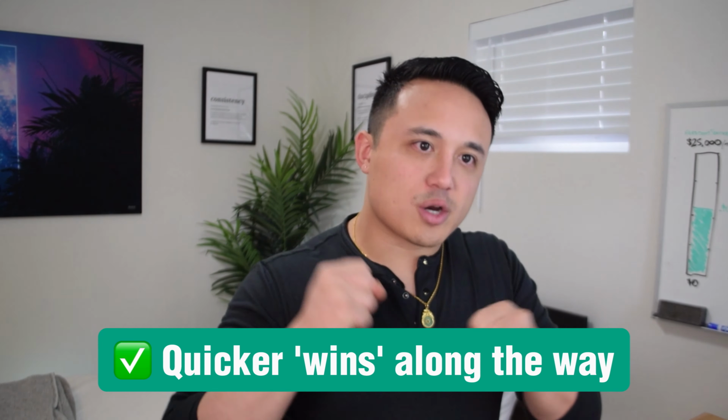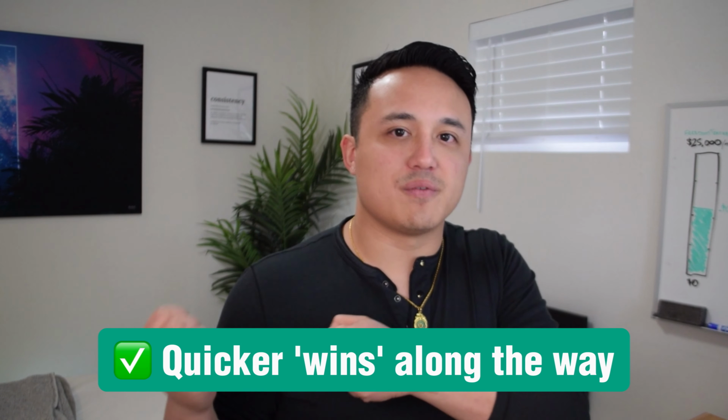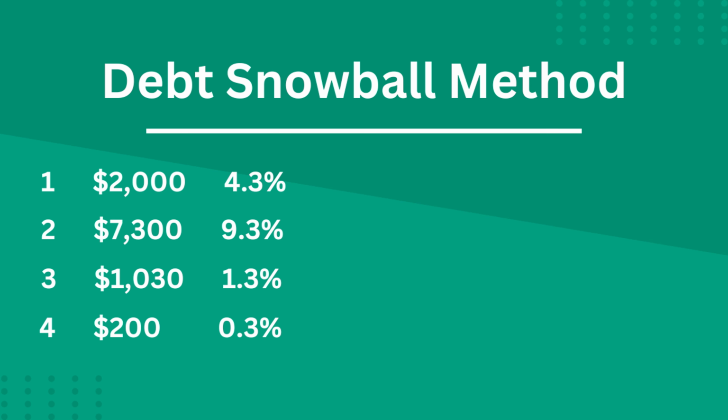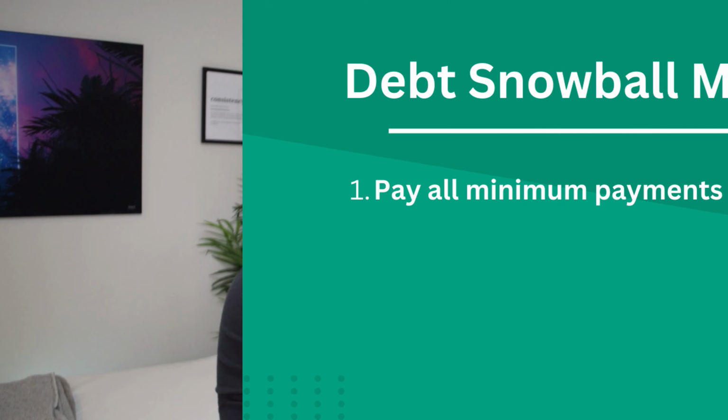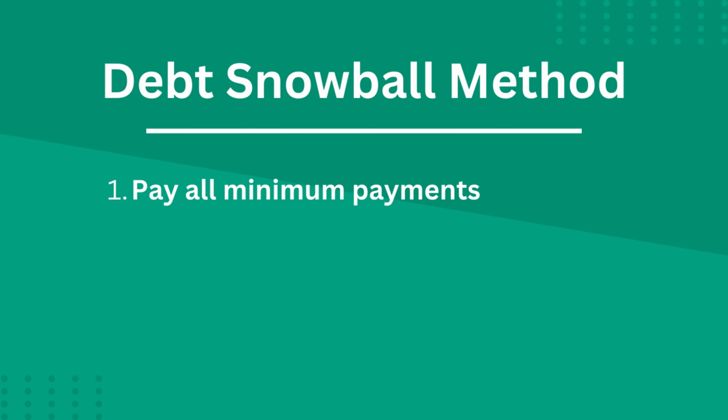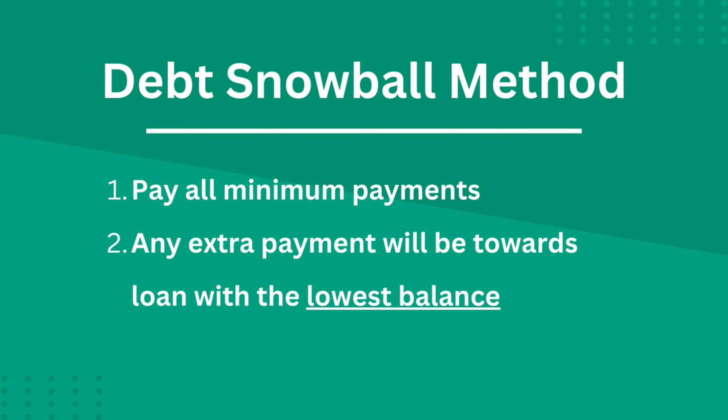The debt snowball approach allows you to have these quicker wins to build some momentum over time as you're paying them off. So in the debt snowball approach, you're going to organize all of your different loans based off the lowest balance to the highest balance. Now, when you're actually going to pay for them, what you're going to do is pay the minimum again for each of those loans. And when you apply any additional payments to the loans, you're going to target the one with the lowest outstanding balance first.